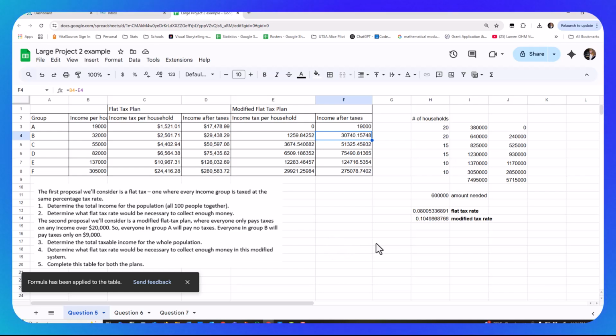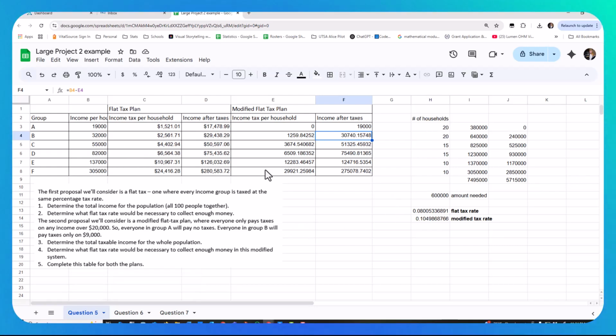So again, the steps are exactly the same as what you're doing, but just be careful because the number of households is going to be different and the income per household is going to be different.